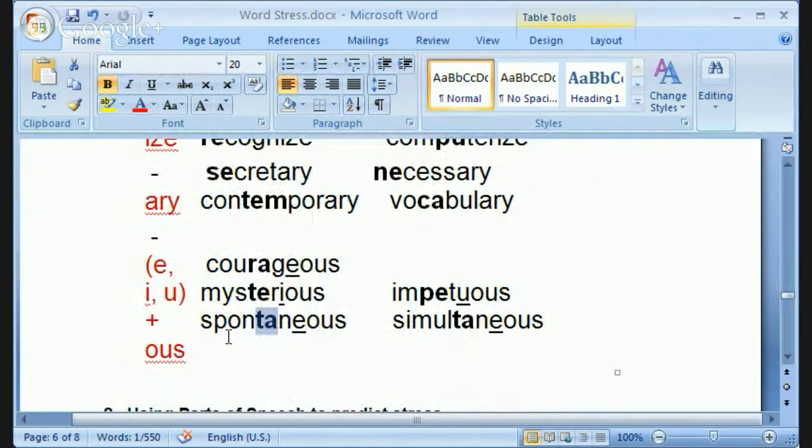Spontaneous, mysterious. Notice how much it drops when we do this on the syllable. Very similar to "ate" in the verbs. Courageous. Just. Okay, there's an exception. I don't say "geous". Spontaneous. Courageous. No, courageous. All right, it's there, but you don't really hear it. That's a trick. That's a drop syllable. Mysterious. Yeah, you definitely hear the I. Impetuous. Yeah, you definitely hear the U. Simultaneous. Definitely you hear it. Courageous. One of those weird kind of exceptions I was talking about.